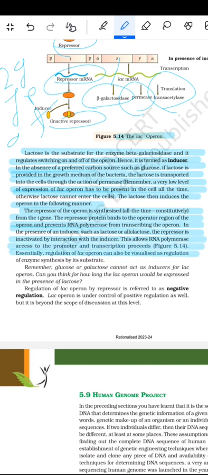Essentially, regulation of the lac operon can also be visualized as a regulation of the enzyme synthesis by its substrate. Remember, glucose or galactose cannot act as the inducer for the lac operon. Can you think how long the lac operon would be expressed in the presence of lactose?